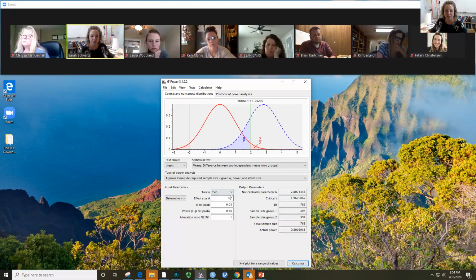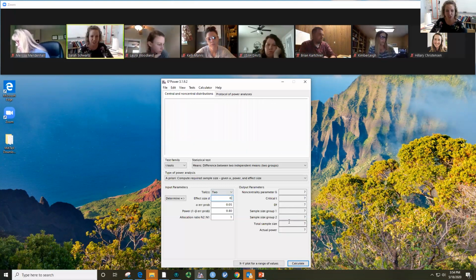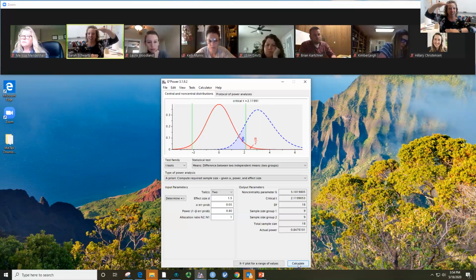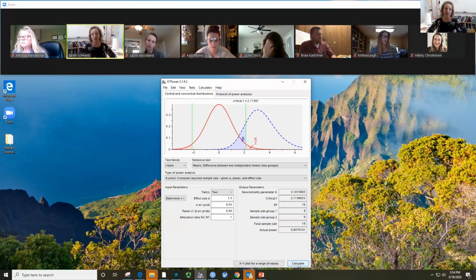Let's try one more time. Let's do a great big effect size, an effect size of 1.0, 1.5 even. A 1.5 big effect size. What's going to happen to our sample needs? Whoa, only 9 in each group. If our groups are very different, we only need a few in each group to be able to say. But if our groups are very close to the same, we need a big sample so we can really tell if that's random chance or a true difference.